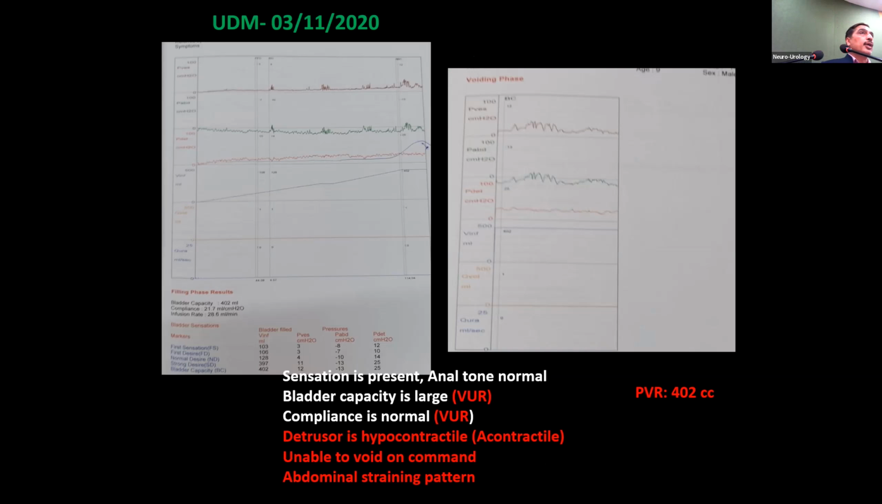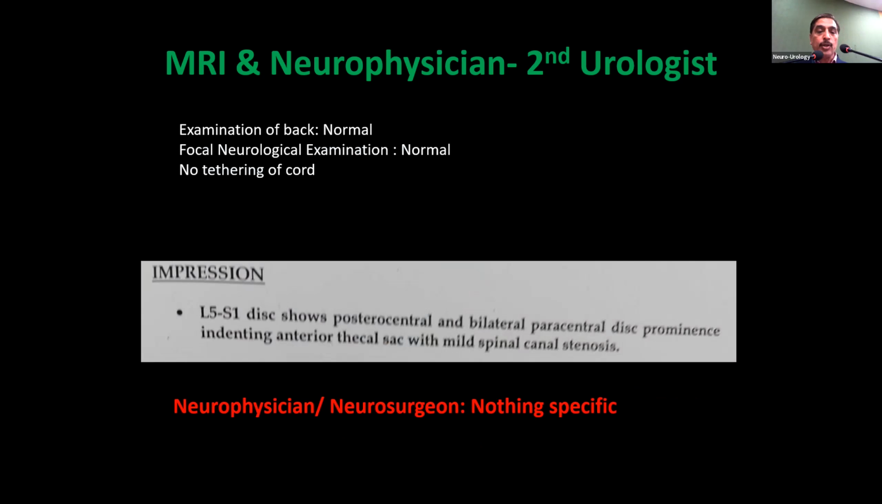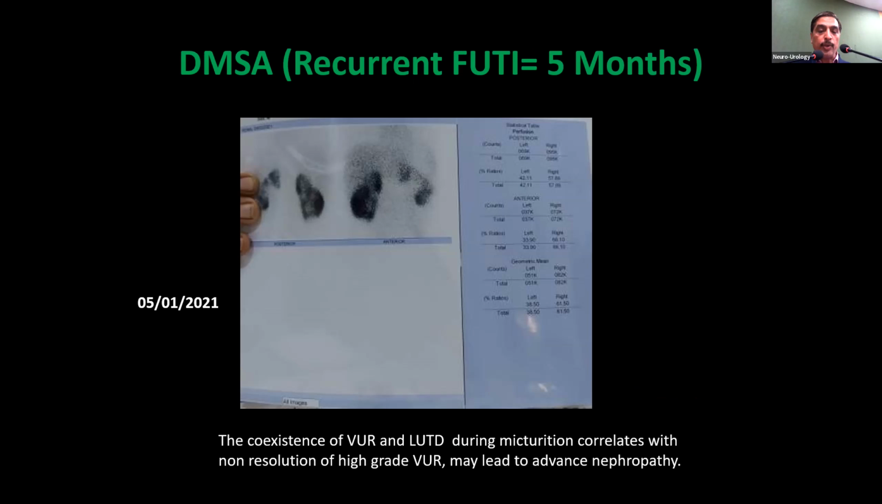So again, the question here is whether this post-void residual urine is because of obstruction, because of failed detrusor, or because of rapid refilling of the urine, which is reflux to the upper tract, or a combination of all these factors or one or two factors. His MRI was also done by the second urologist, reported normal.